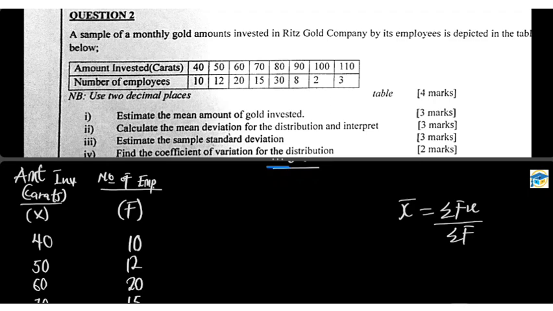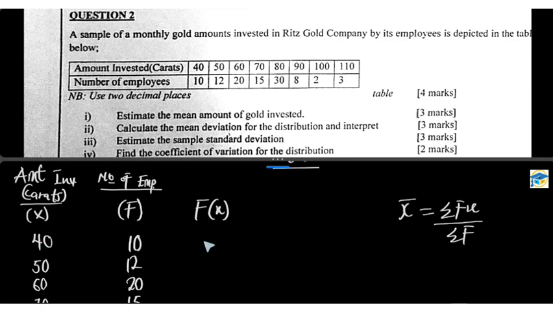So we are going to have a column called F of X. That means that we are multiplying the amount invested by the frequency in that row. So you take 40 multiplied by 10, 50 multiplied by 12, 60 multiplied by 20 in that particular order. I hope that is fine. So that's what we're going to do.